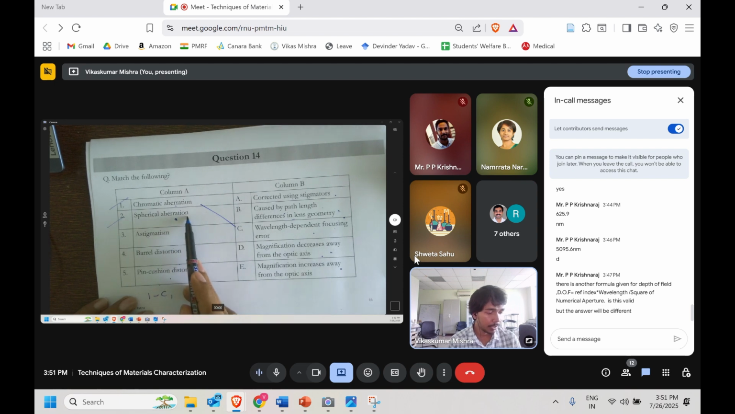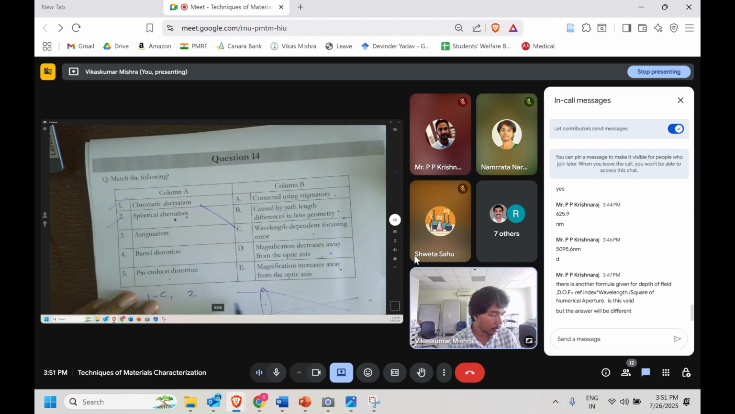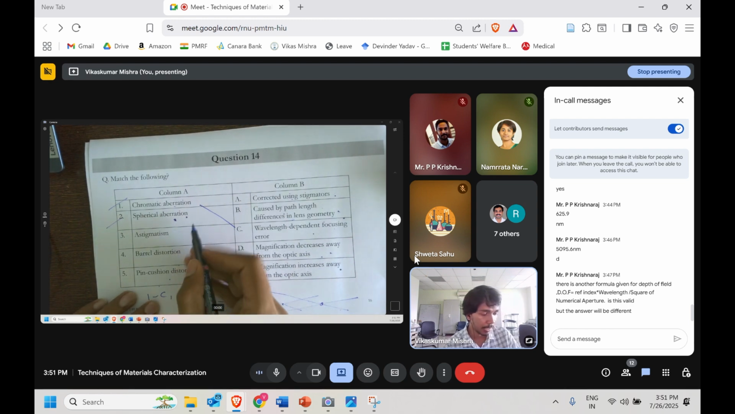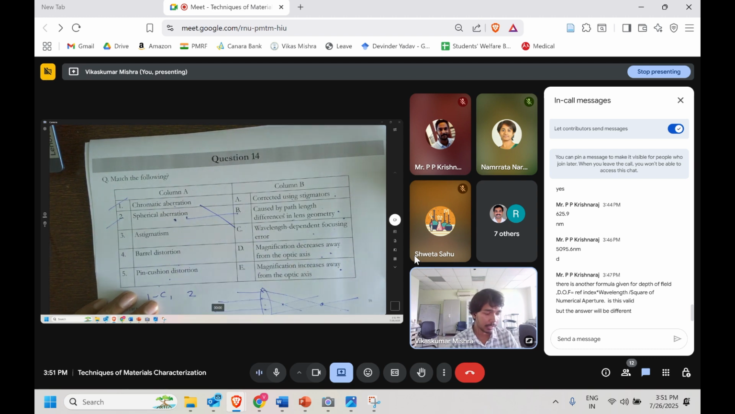We know that spherical aberration occurs due to the geometry of the lens, right? What is happening is that the rays which are away from the optical axis will converge at a different point compared to the rays which are near the optical axis. This difference is what creates the spherical aberration. So the right answer for this is option B.